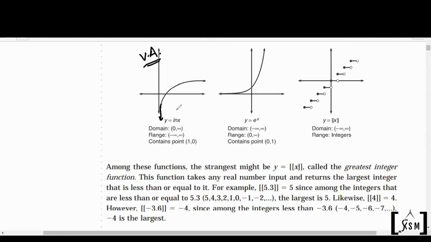Okay. You can see the domain is all the values from 0 to infinity, 0 open interval, and range is negative infinity to infinity, everything, because it keeps on going up and up and up. Okay. So that is the range. And the x-intercept is it cuts the x-axis at the point 1 comma 0. That is very easy to understand.